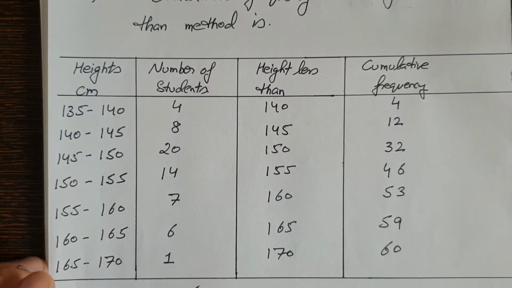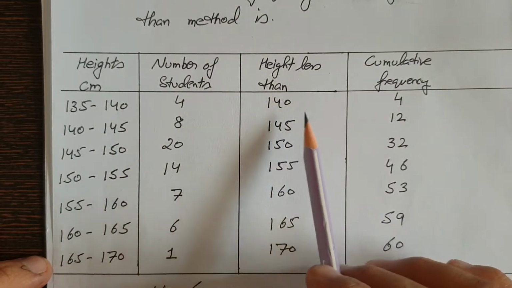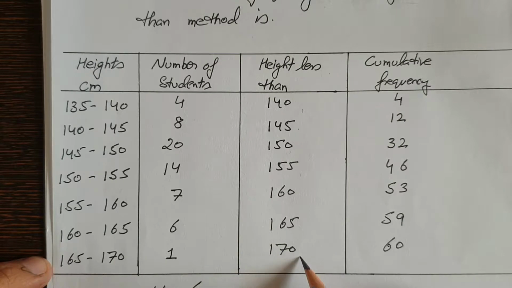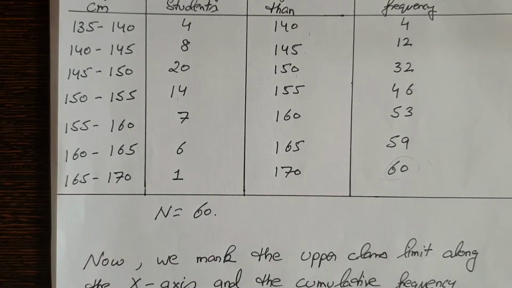Now 11b. The cumulative frequency by the less than method is, see, this is the less than method. So heights in centimeters, number of students. Now height less than 140, 145, 150, 155, 160, 165, 170. And this is the cumulative frequency. The total comes out to be 60. So this n is actually 60. So you can see this table.